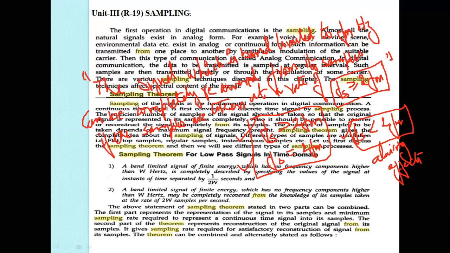Once again, I am saying here the signal which is band limited to fm hertz can be completely recovered from its samples if the samples are taken at a rate of fs greater than or equal to 2 fm.